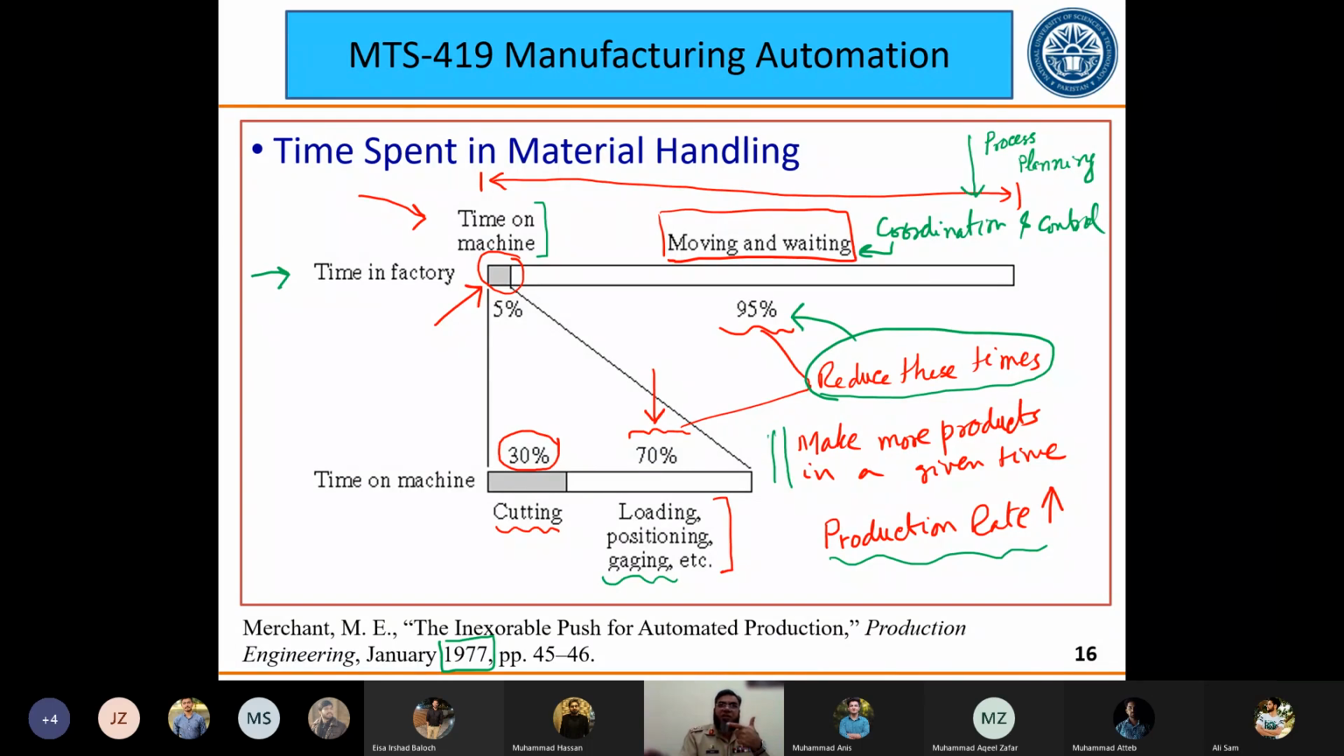Then there is a just in time concept. Just in time concept is something in which whenever something is required, it should be there at that point of time. उससे पहले भी नहीं आनी चाहिए और उसके बाद भी नहीं आनी चाहिए.